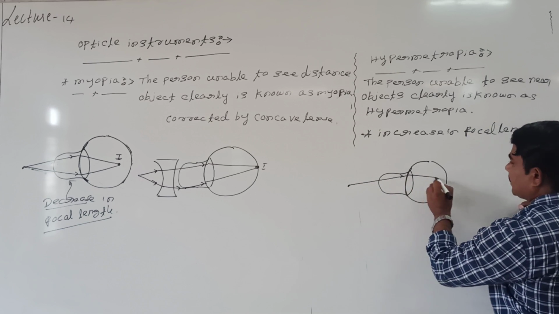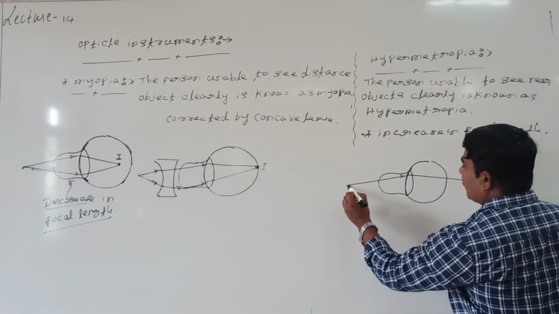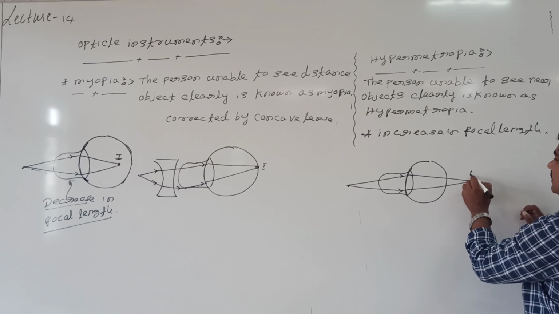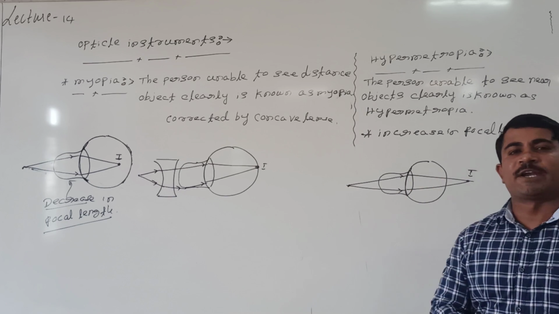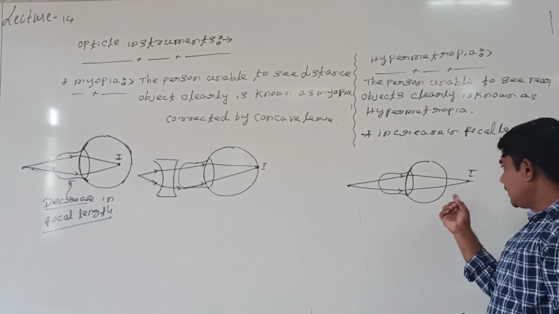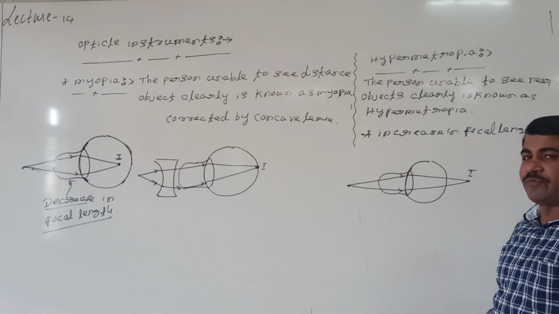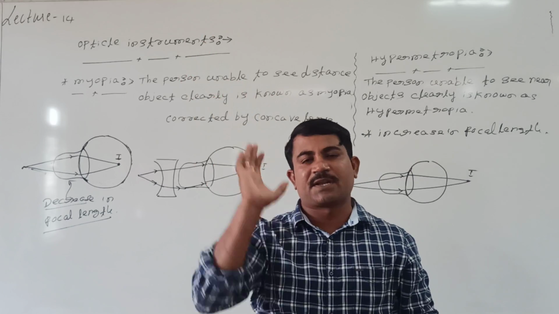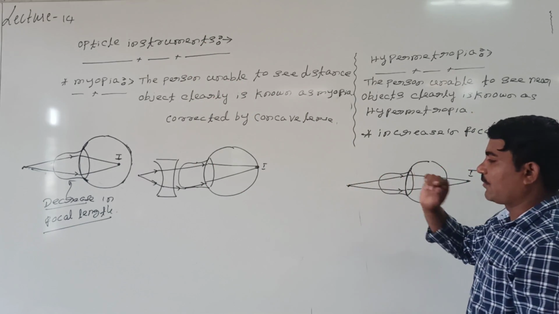This ray of light, how is it meeting? It is meeting like this. Again one more ray of light gets incident, and where can the image occur? The image appears exactly behind the retina, not on the retina. So this person's defect is what we call hypermetropia. Due to this, the person is unable to see near objects, but he can see distant objects clearly. That we call hypermetropia.